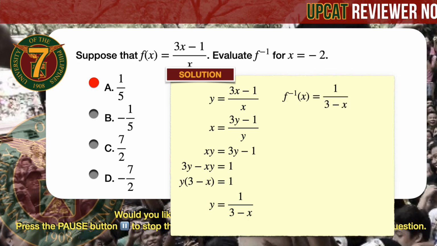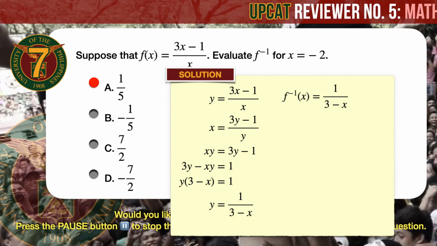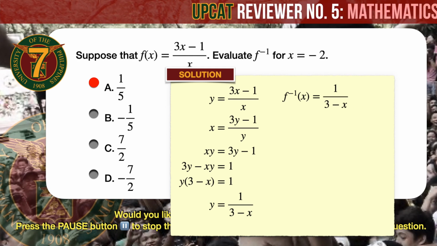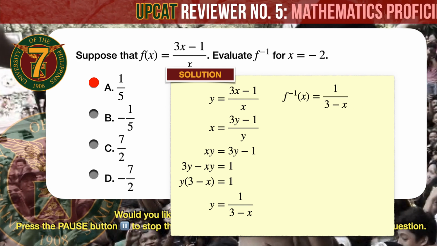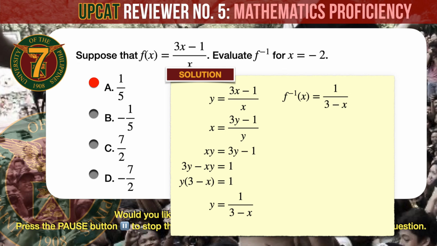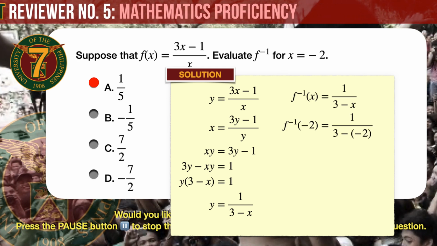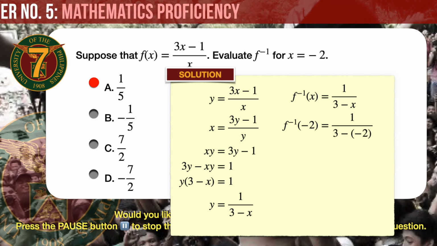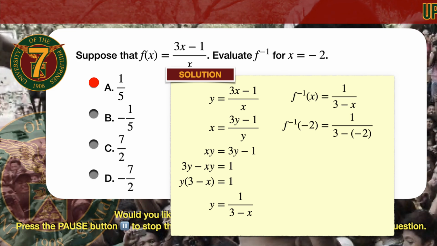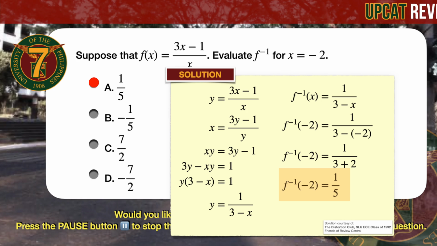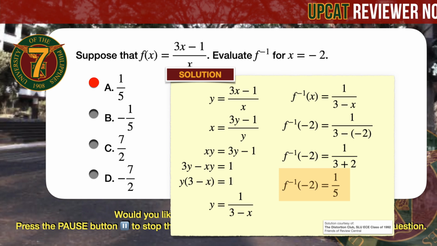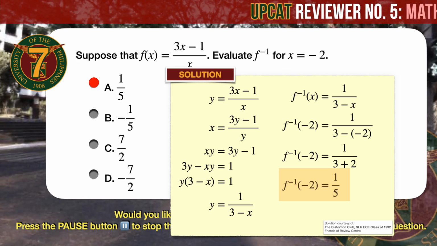We've just solved for the inverse function of x, so we can rewrite our resulting equation as the inverse function of x is equal to 1 over the quantity 3 minus x. Since we are being asked to evaluate the inverse function for x equals minus 2, then we replace x with minus 2 in our equation. We should quickly arrive at 1 over 5, which is our final and correct answer.